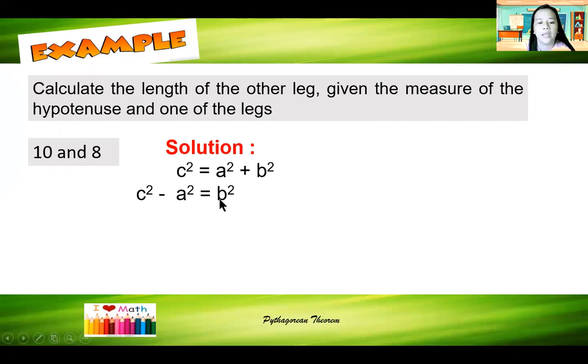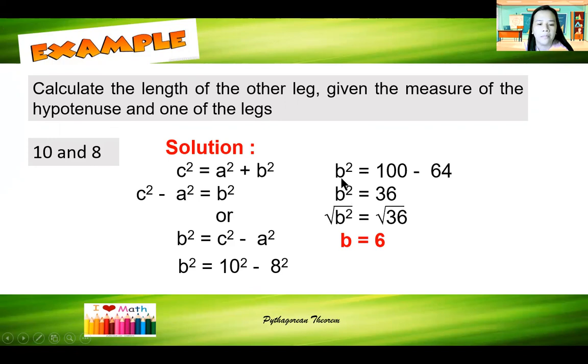Pwede rin si a squared ang gamitin natin. Or this one is the same as b squared is equal to c squared minus a squared. Now, let us substitute. C, our hypotenuse, so we have 10 minus the other leg, you have 8. So you have b squared, 10 to the second, you have 100, 10 times 10, minus 8 times 8, you have 64. b to the second is equal to 36. Get the square root of both sides. So you have the square root of b squared is b, and the square root of 36 is 6.